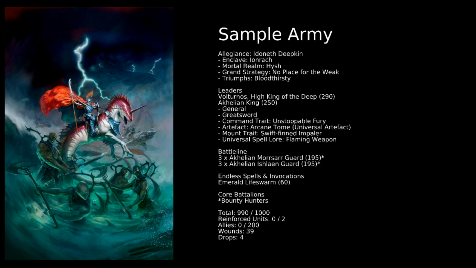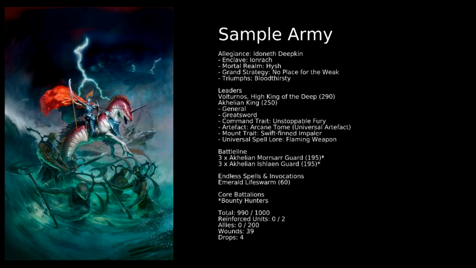We've gone for the Greatsword. I've got Unstoppable Fury on this model, and then we've got the Artifact Arcane Tome with Flaming Weapons for some nice increased standard 3 damage on that weapon. Mount, we've gone for the Swift Finned Impaler, which is going to just increase the amount of mortal wounds we can do with the horn there.